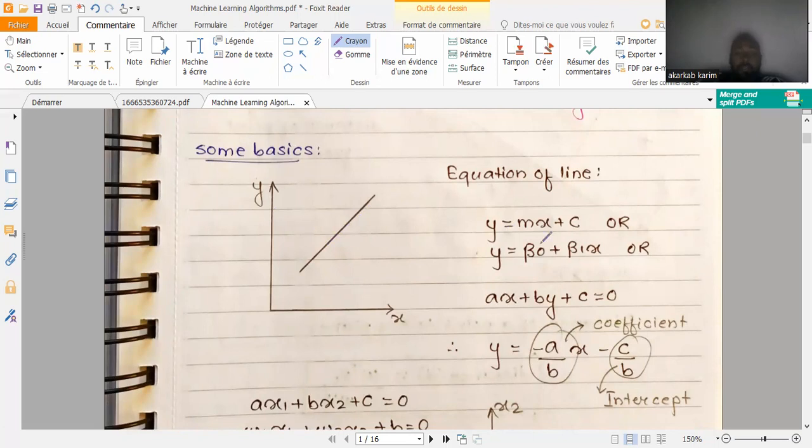As we see on the left side, we have some notations of equations. The famous notation to draw a line is written like this: y equal to m times x plus c, or y equal to beta 0 plus beta 1 times x, or a times x plus b times y plus c equal to 0. So all these three equations are the same.